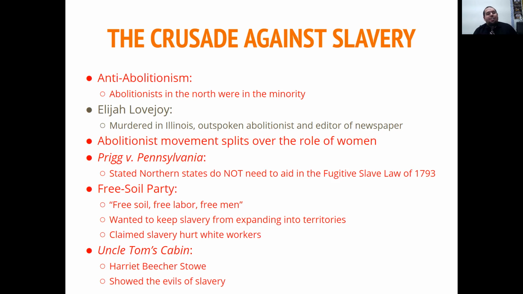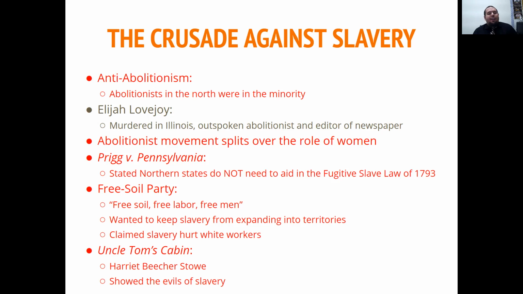You have Elijah Lovejoy, who's martyred for being murdered in Illinois, and he was an outspoken abolitionist and editor of a newspaper. And then the abolitionist movement splits over the role of women. Do we free them, or do we grant them equal rights, even though there's this big slavery issue? And some say yes, some say no. And sadly, women, sorry, you take a back seat.